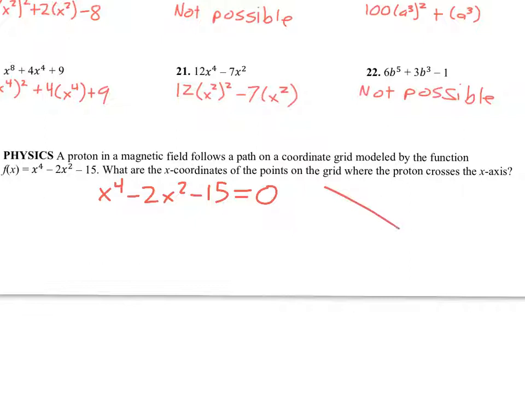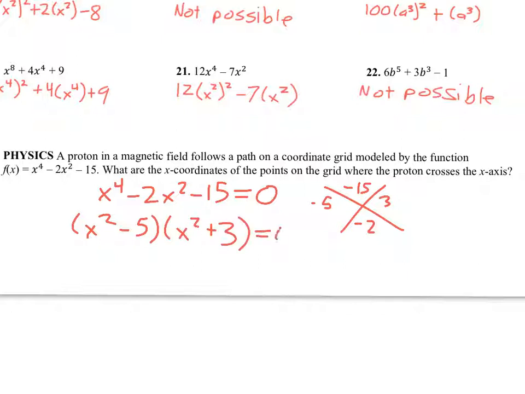I can use the x method if I want, or I can use U-substitution. Let's take a break from U-substitution. So the top would be negative 15, bottom would be negative 2. Numbers are negative 5, positive 3. So this is going to be x squared minus 5, x squared plus 3 equals 0.